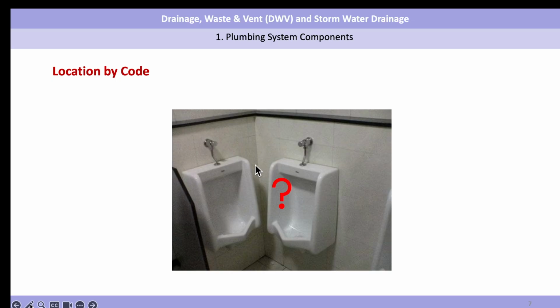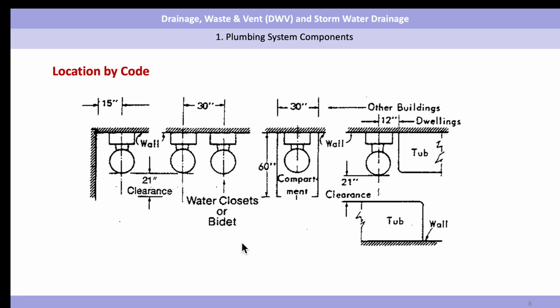Location by code. Most of the time, if you are an owner, you want to install a water closet or urinal in your building, in an office building or in a residential building. You cannot directly install it by your imagination, because sometimes this problem happens. Like in the 2D drawing, in the plan, you find, okay, in this area we can place a urinal or water closet, but you may disregard the people usage problem. So how to address it?